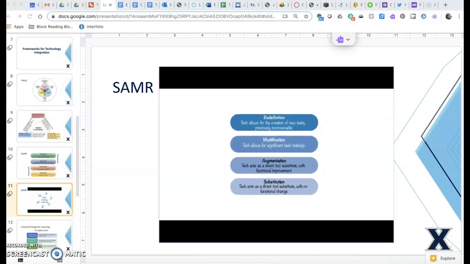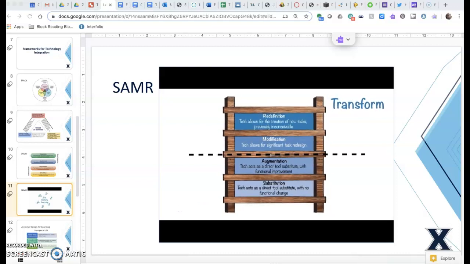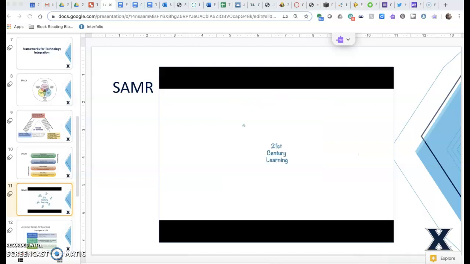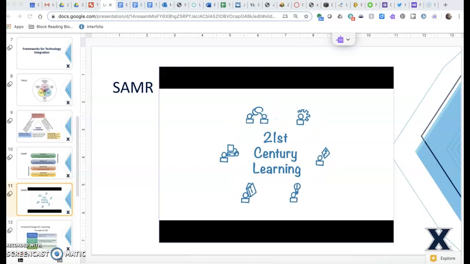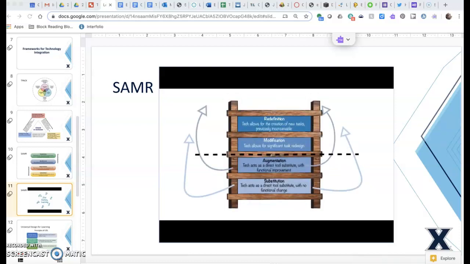Dr. Puentedura likens his model to moving up a ladder. The model includes a dotted line that represents the threshold where you shift from using technology to enhance learning to using it to transform learning. Transforming learning promotes higher order thinking skills, such as analyzing, evaluating, and creating, which are essential to Common Core state standards and 21st century learning. So, how can you teach above the line?